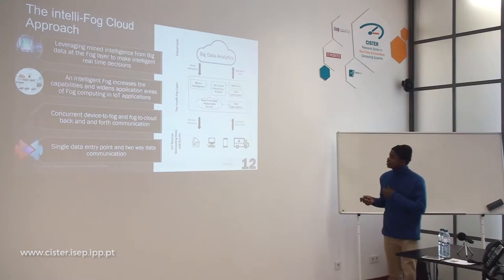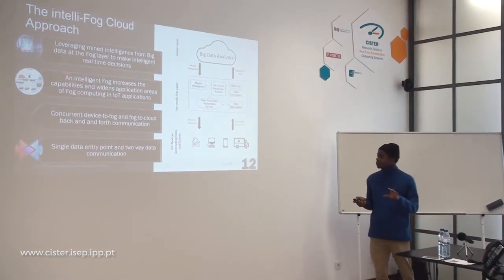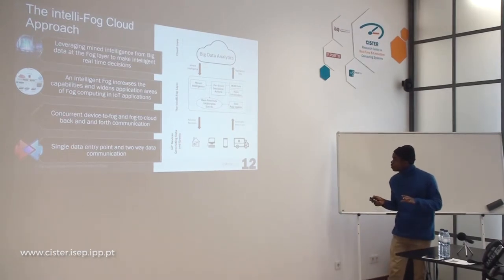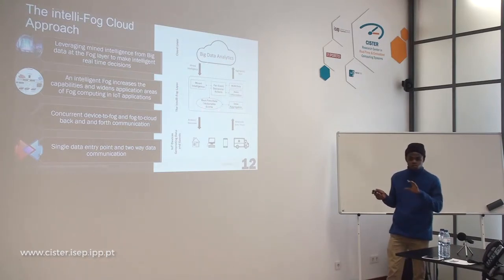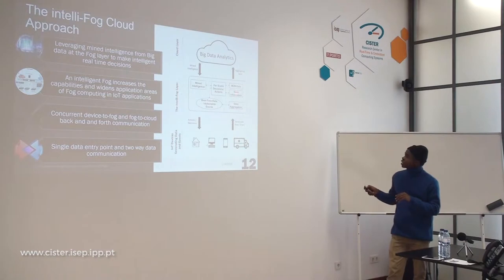So what we basically did, from the previous slide, is we broke this communication between the device and the fog into two. For real-time decision making and real-time applications, you only need to communicate with the fog layer back and forth. Then for historical data and stream applications, you only need to do this other communication. So these two communications can happen concurrently, and it makes decision making faster, and latency is greatly reduced.